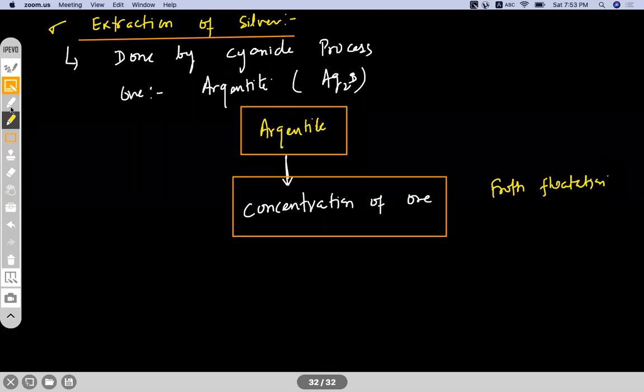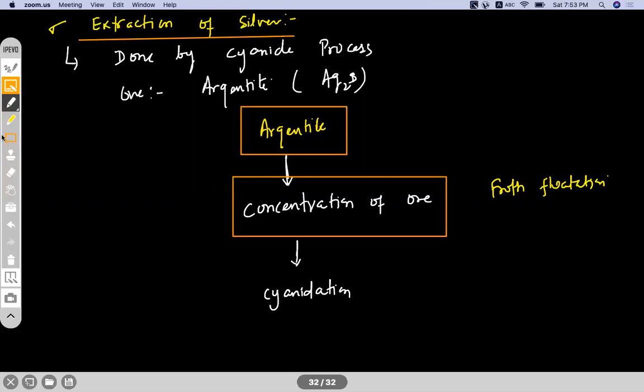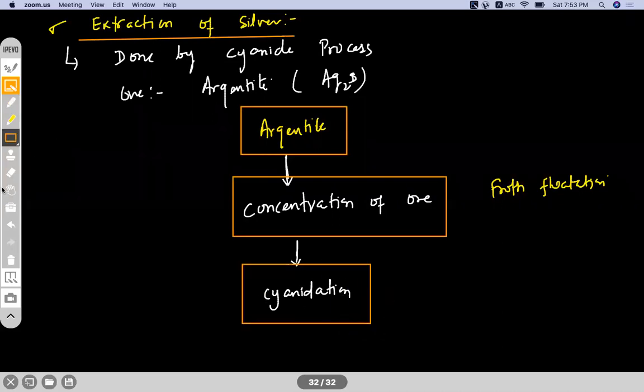Okay, and then we have a step over here. We call it cyanidation. This step is based on the property of the metal impurity. We can have a few changes, but more or less it will be the same. It is nothing but just a reaction here.